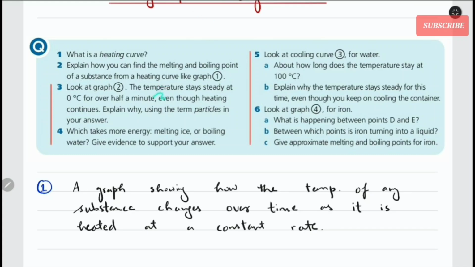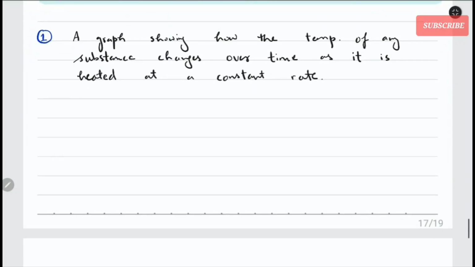All right. The temperature stays steady at 0 degrees Celsius for over half a minute, even though the heating continues. So you are heating it, but the temperature remains constant. So the graph or the curve is flat there. Explain why using the term particles in your answer. So we have to explain it, and we must use the term particles in our explanation.